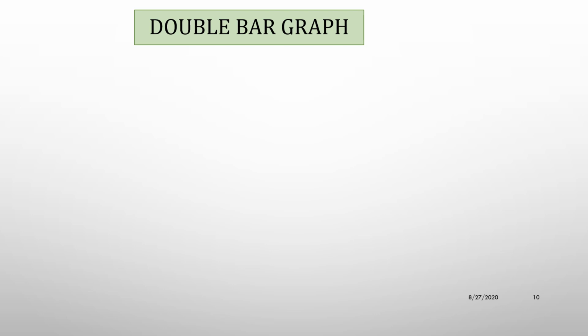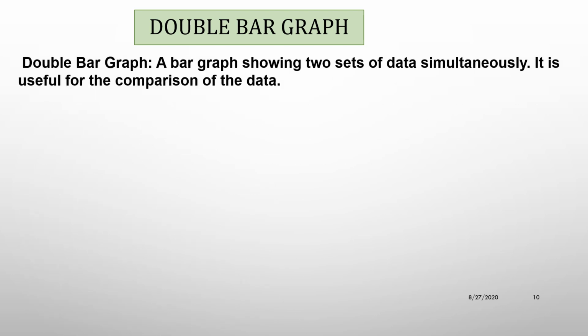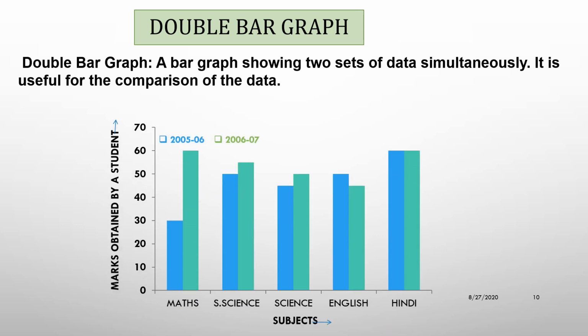The next type of graph which we are going to see is a double bar graph. A double bar graph is a bar graph showing two sets of data simultaneously. It is useful for the comparison of data. This is a double bar graph representing the marks obtained by a student in different subjects in 2 different years.